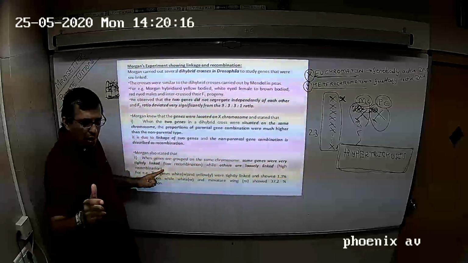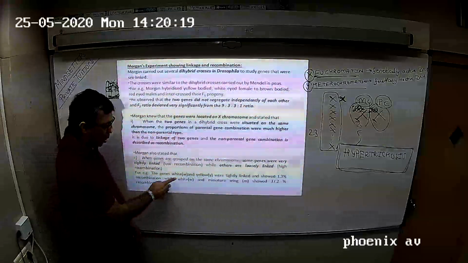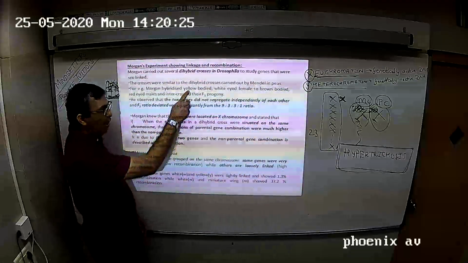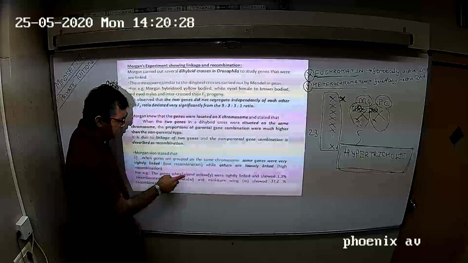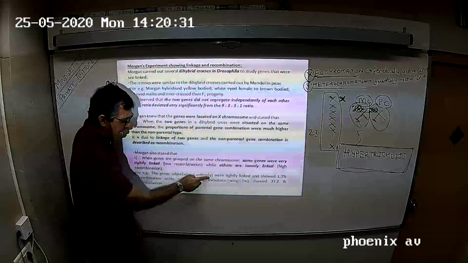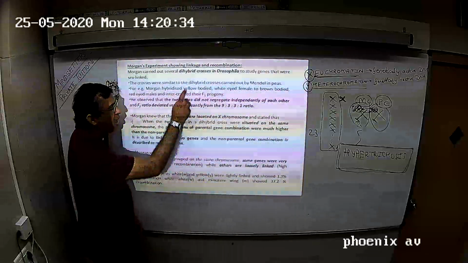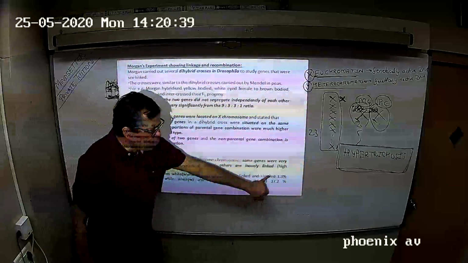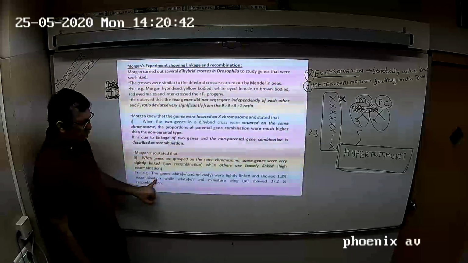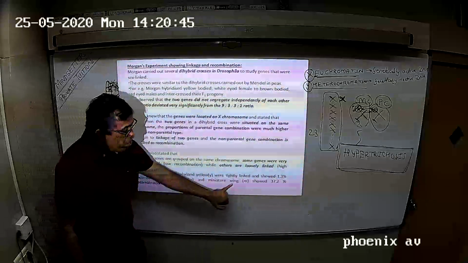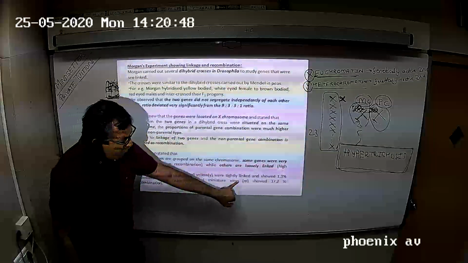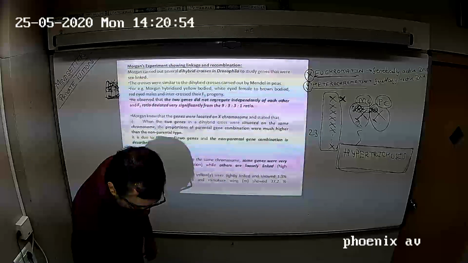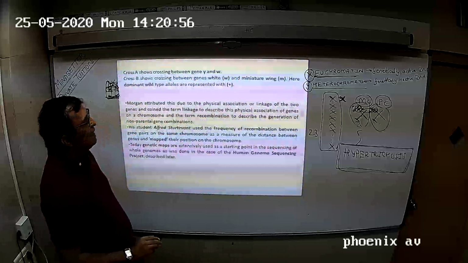For example, Morgan studied white eye and yellow body. White eye and yellow body genes were tightly linked together and showed a 1.3% recombination, while white and miniature wings were situated far apart and showed 37.2% recombination. So sir, let's see what did Morgan study.